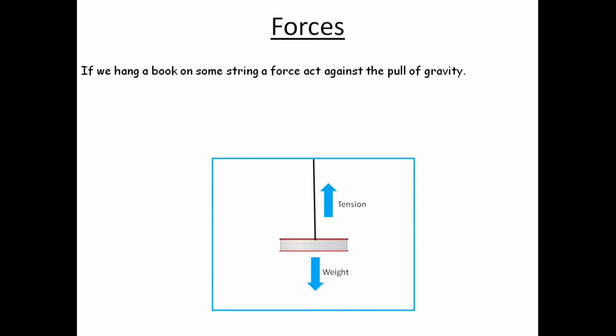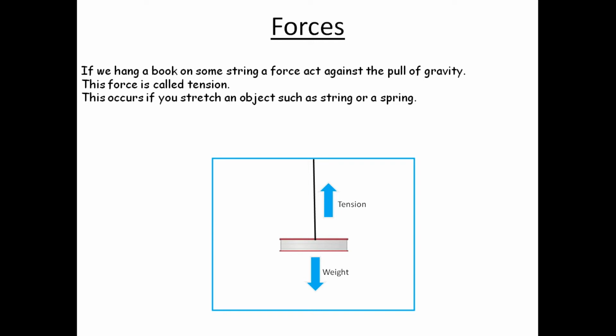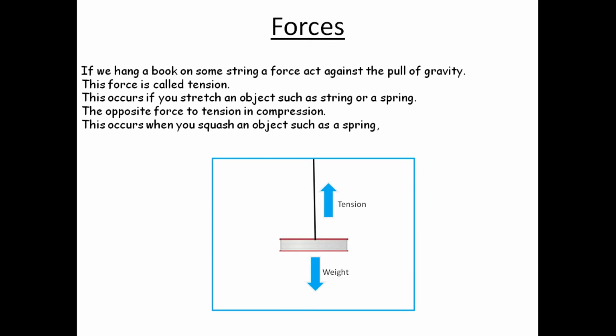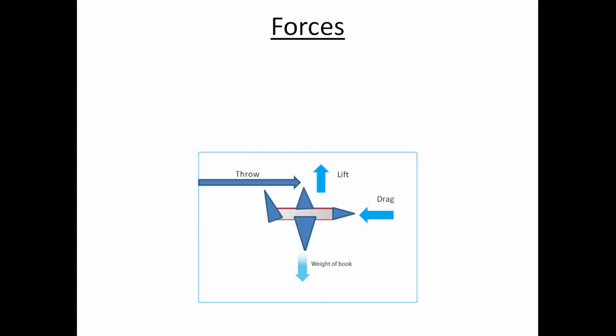If we hang a book on some string, a force acts against the pull of gravity. This force is called tension. This occurs if you stretch an object such as string or a spring. The opposite force to tension is compression. This occurs when you squash an object such as a spring.